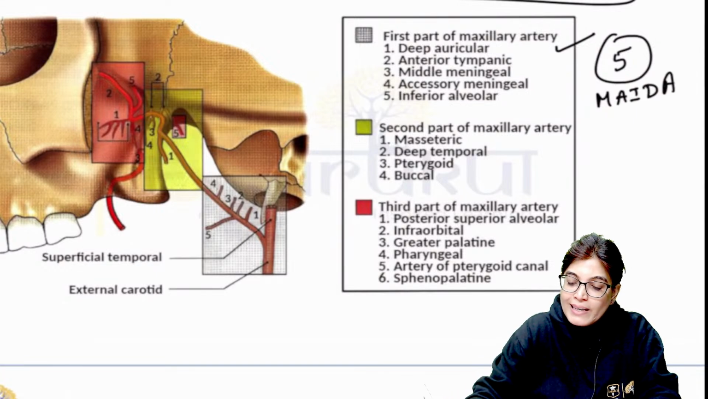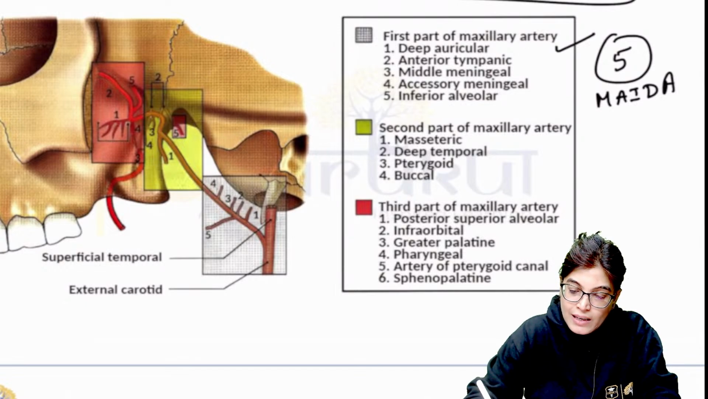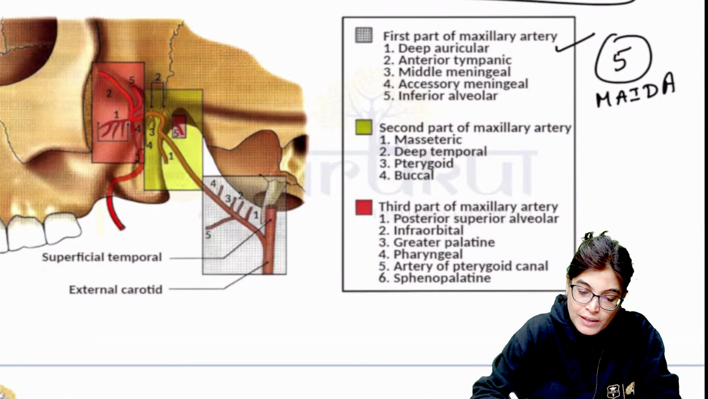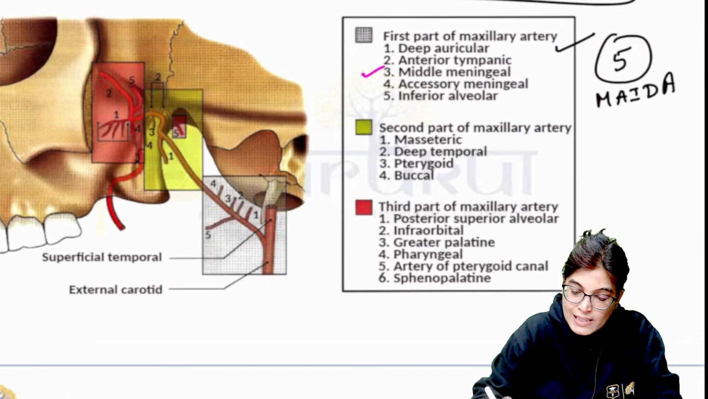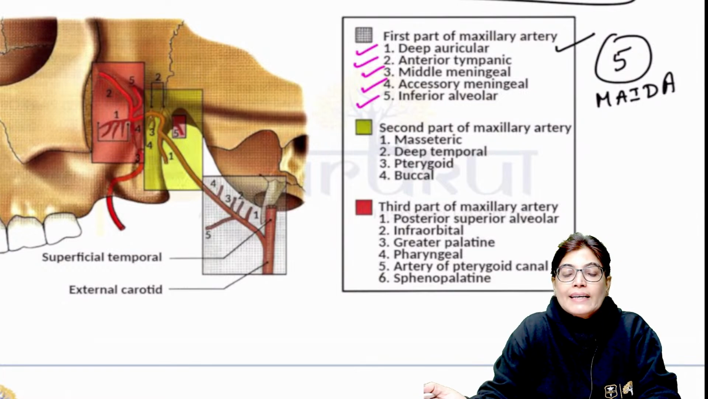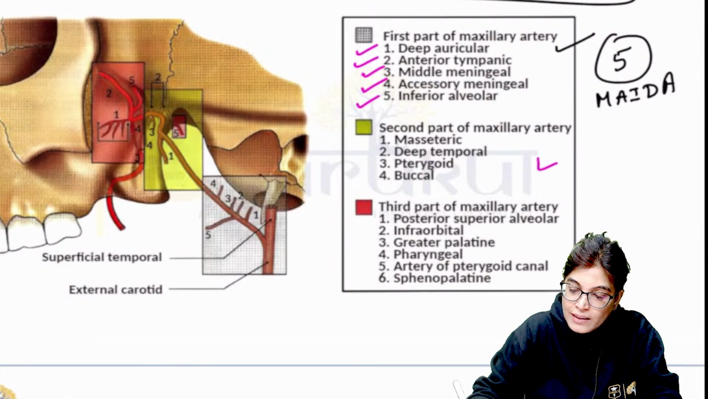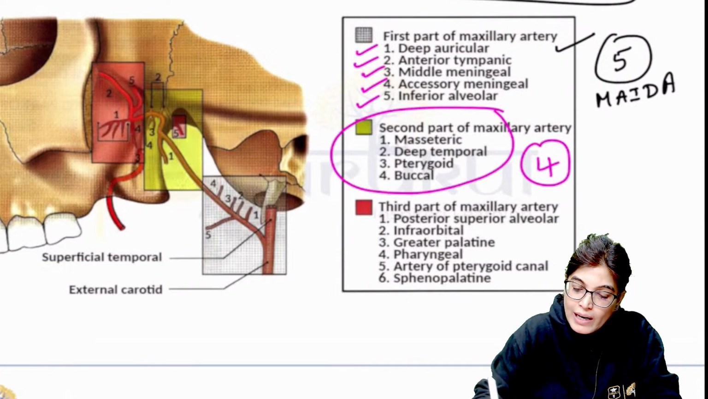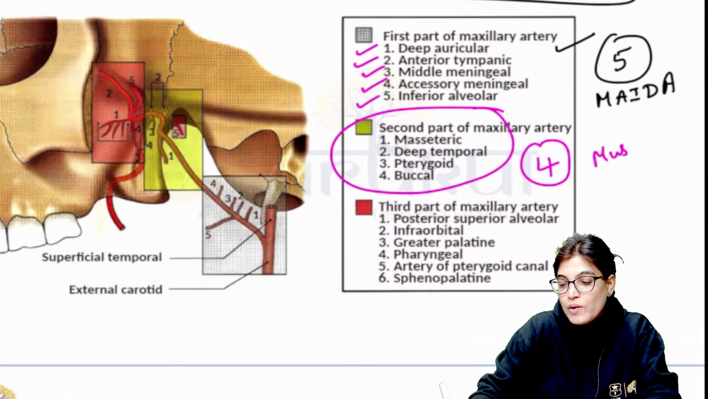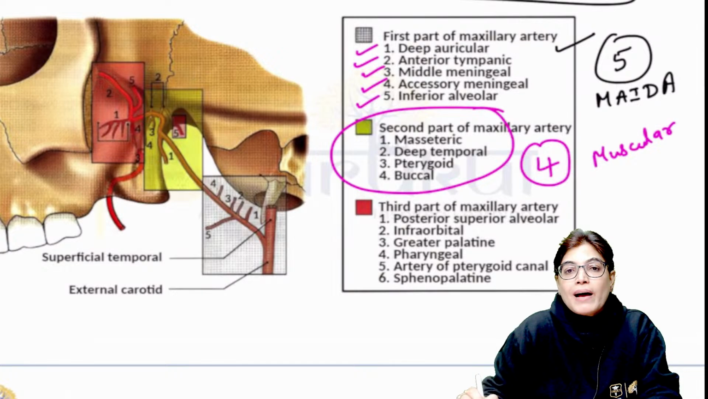M for middle meningeal artery, A for accessory middle meningeal artery, I for inferior alveolar, D for deep auricular, and A for anterior tympanic artery. Second, 4 branches are given and all are muscular branches. So how are you going to remember? All are muscular branches to adjoining areas: deep temporal, pterygoid, buccal, and masseter.